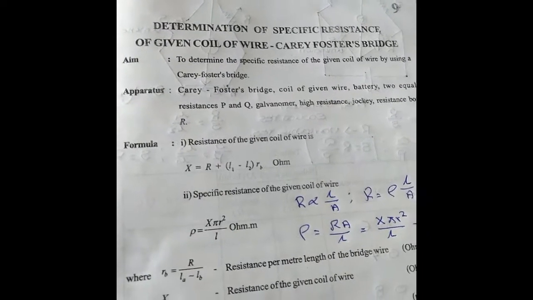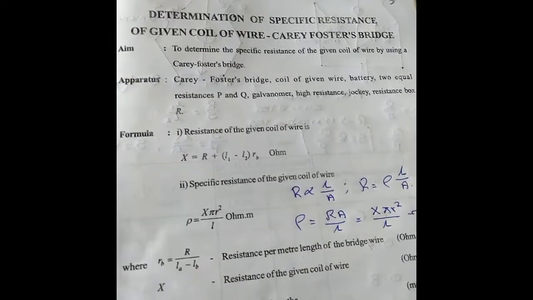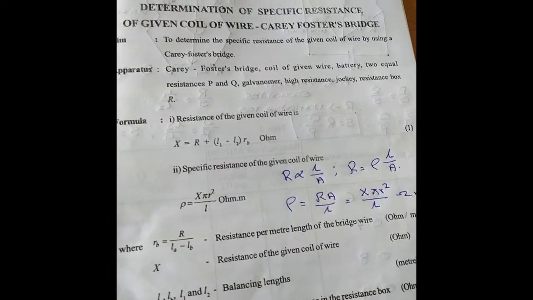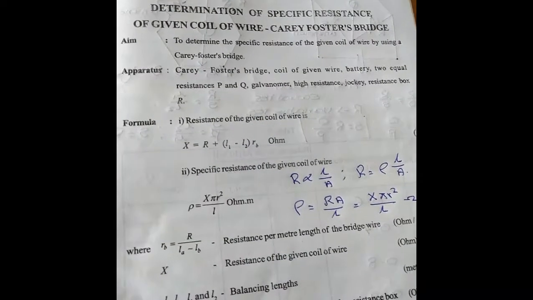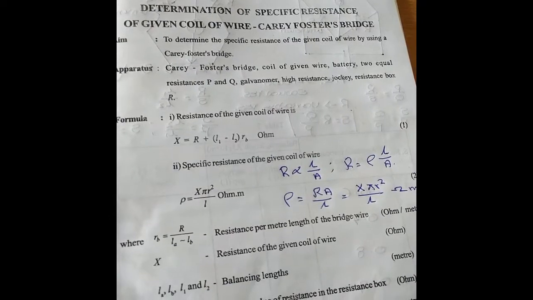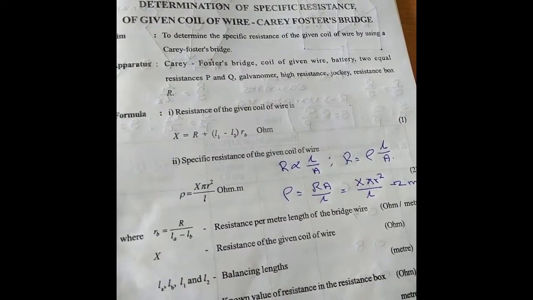Carey Foster's bridge. Before moving on to the apparatus required and how to do this experiment, let us see a little background about this Carey Foster's bridge. Carey Foster's bridge is a modified form of Wheatstone bridge which is used to determine low resistances, as well as it can be used to compare two large resistances.